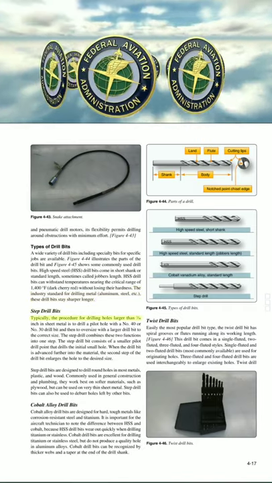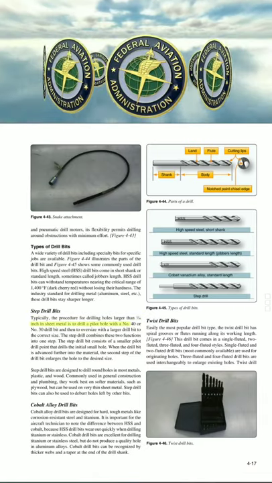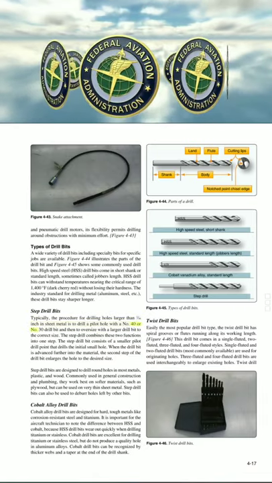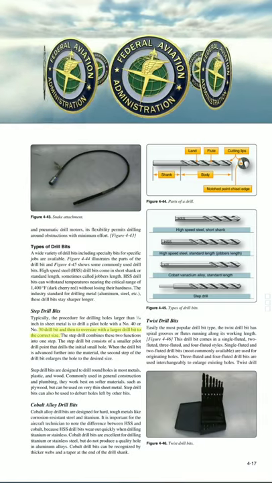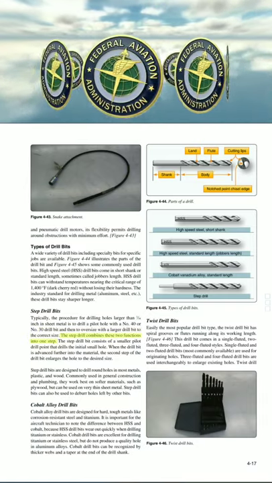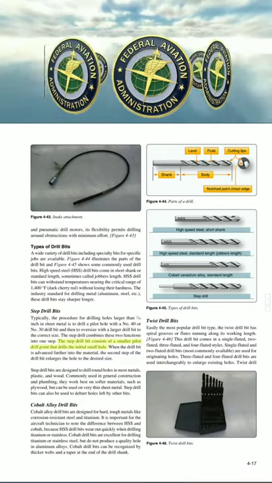Step drill bits. Typically, the procedure for drilling holes larger than 3/16-inch in sheet metal is to drill a pilot hole with a No. 40 or No. 30 drill bit, and then to oversize with a larger drill bit to the correct size. The step drill combines these two functions into one step. The step drill bit consists of a smaller pilot drill point that drills the initial small hole.